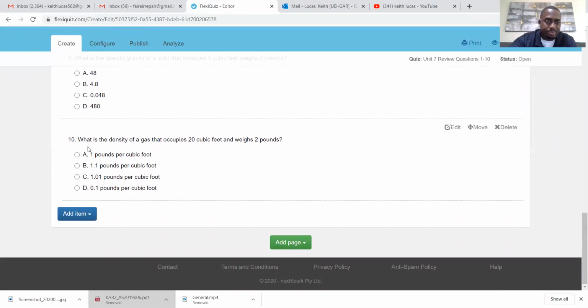And then last but not least is number 10. What is the density of a gas that occupies 20 cubic feet and weighs 2 pounds? So they're asking for the density. We already know to find the density, we have to divide our weight, which is 2, by our volume, which is 20 cubic feet, and that gives us 0.1. So number 10 is D, 0.1 pounds per cubic foot. That is the density of a gas that occupies 20 cubic feet and weighs 2 pounds.